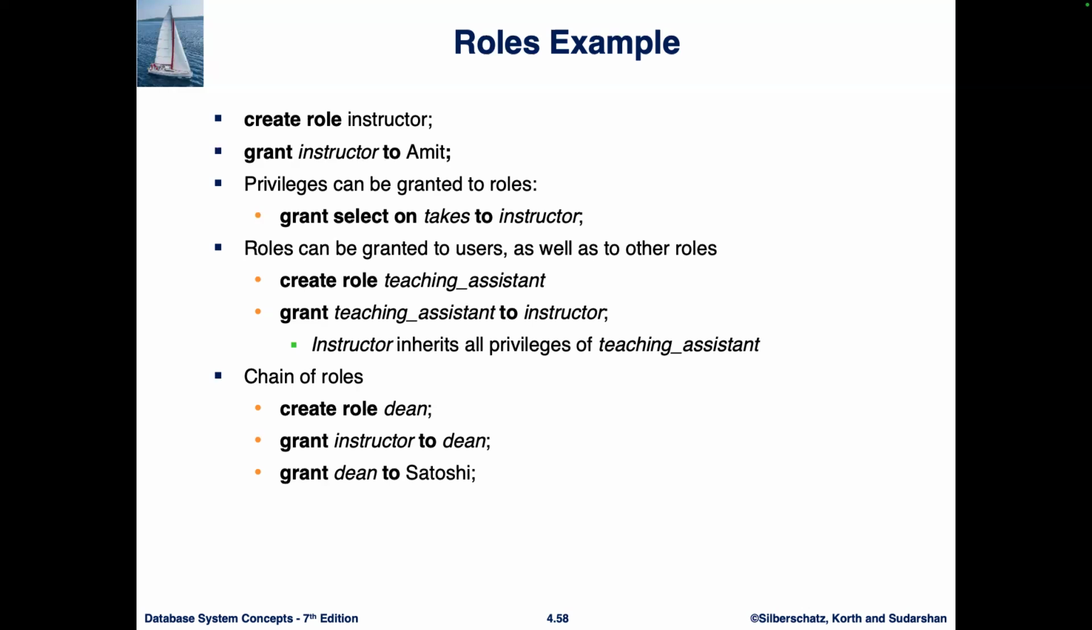We can create another role, dean, and grant the instructor role to it. Now, any users assigned to the dean role will inherit both the privileges of dean and instructor, and all other roles instructor inherits, like teaching assistant. We can assign user Satoshi to the dean role. User Satoshi now inherits the privileges from the dean, instructor, and teaching assistant roles.